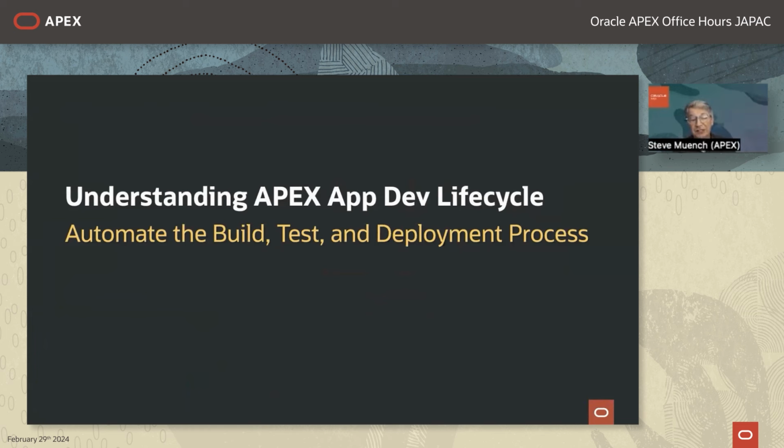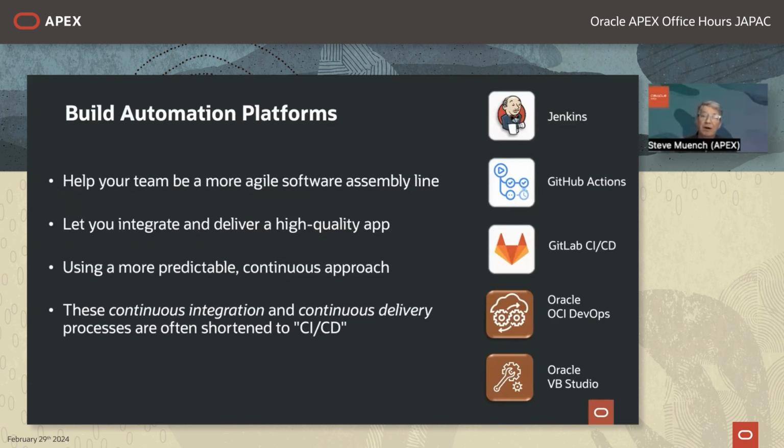And in the last section, we'll talk briefly about what solutions exist to go beyond running the scripts at the command line and really automate the execution of one or more scripts at different points during the life cycle. And so there are a number of popular automation platforms like Jenkins, GitHub Actions, GitLab has a CI/CD feature, Oracle OCI DevOps, and Oracle VB Studio. The last two options are both available on the Oracle Cloud.